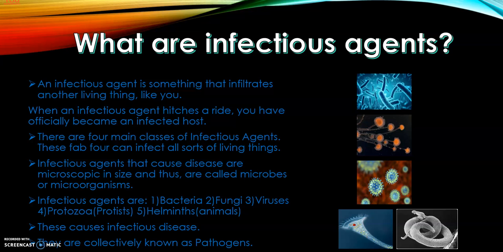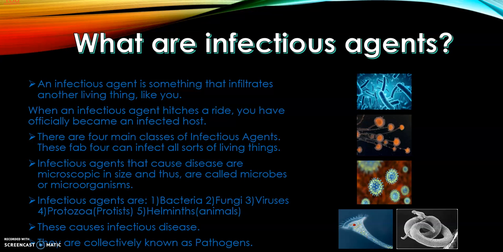Infectious diseases are a global problem and in the past used to be the leading cause of death. Let's have a look at what happens when a person gets infected and talk about some terms that are used to describe infectious disease. And what is an infectious agent? An infectious agent is something that infiltrates another living thing like us. When an infectious agent hitches a ride, we have officially become an infected host.